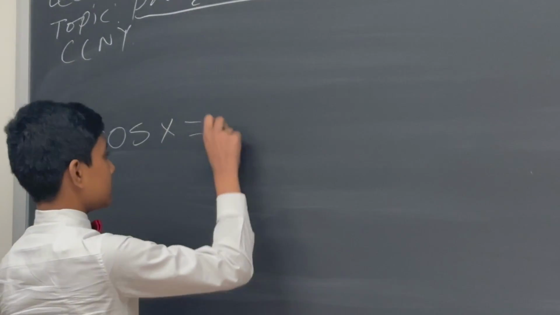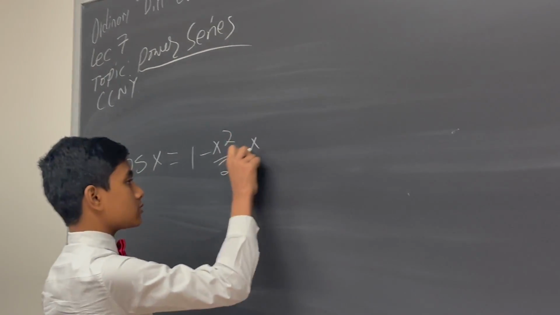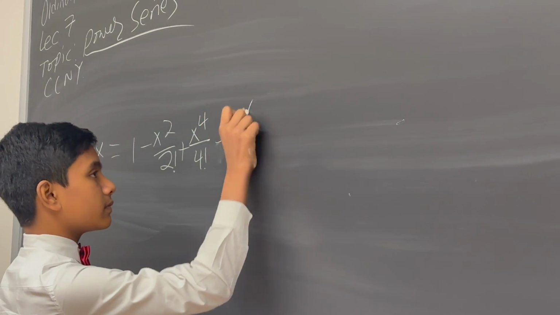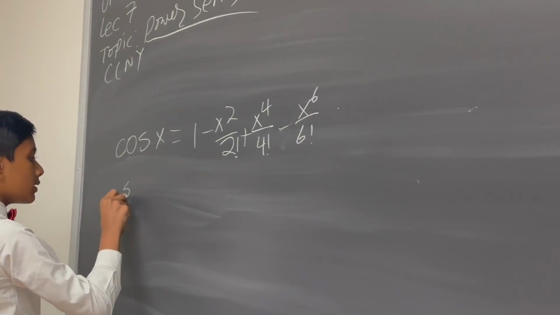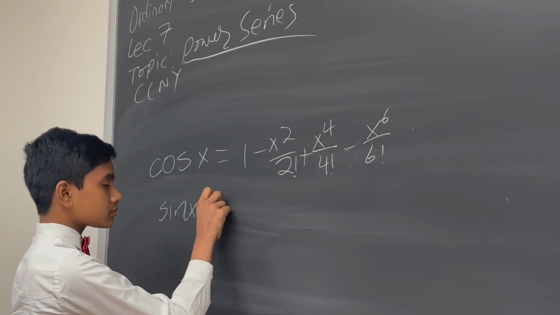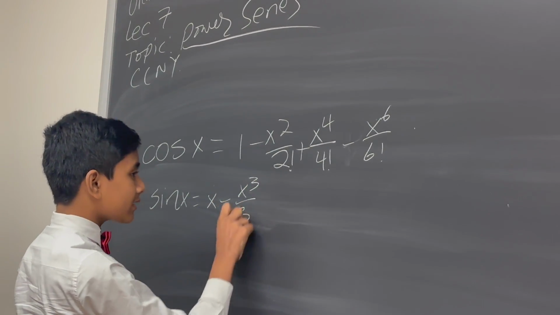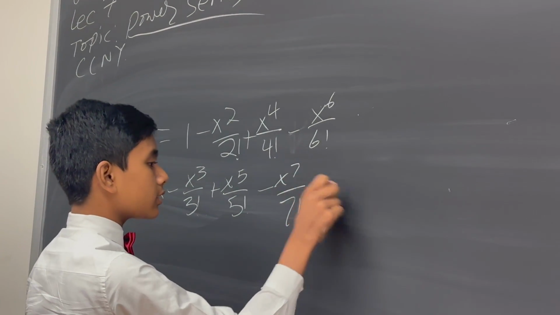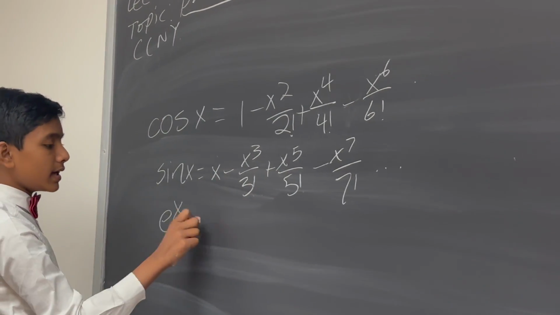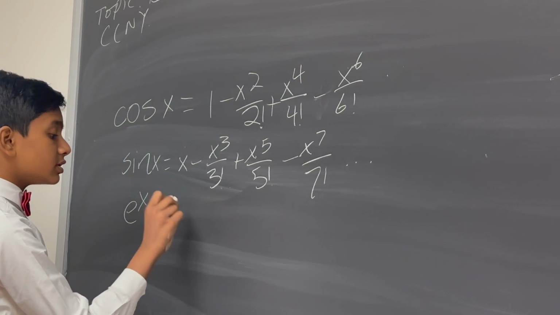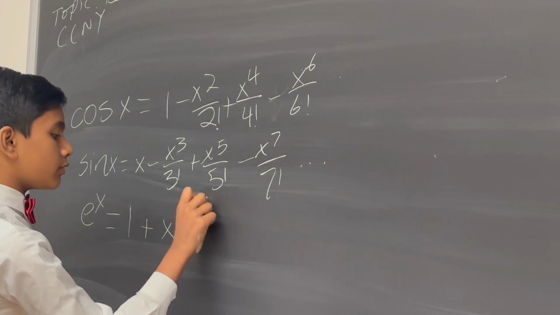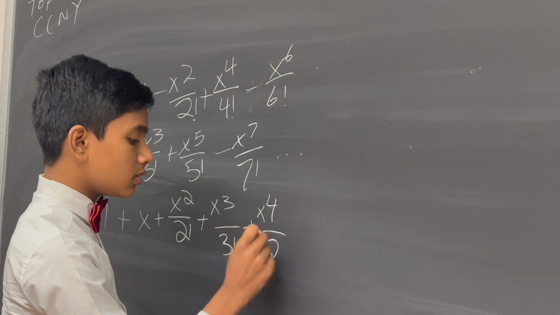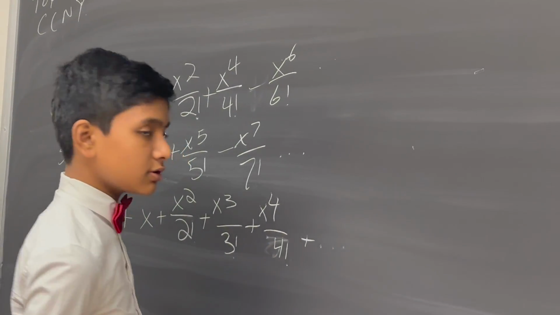Of course, we've got cos x is equal to 1 minus x squared over 2 plus x to the 4th over 4 factorial minus x to the 6 over 6 factorial, etc. Sine x is equal to x minus x cubed over 3 factorial plus x to the 5th over 5 factorial minus x to the 7 over 7 factorial, dot, dot, dot. e to the x is 1 plus x plus x squared over 2 plus x cubed over 6 plus x to the 4th over 24, and so on and so forth.